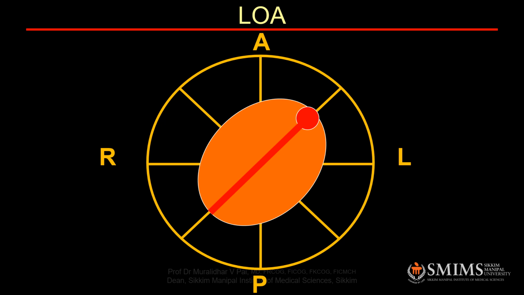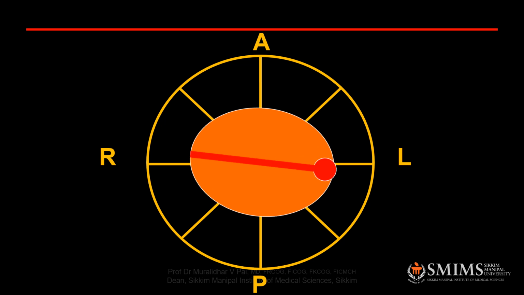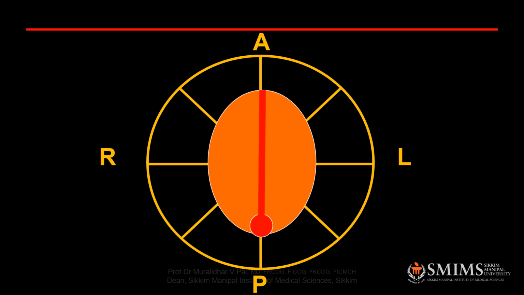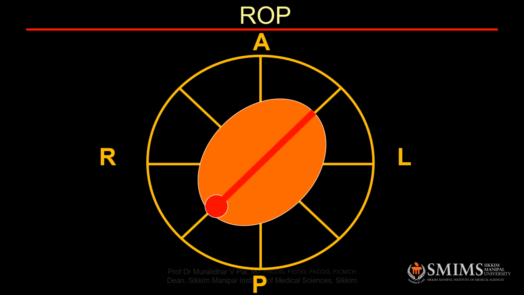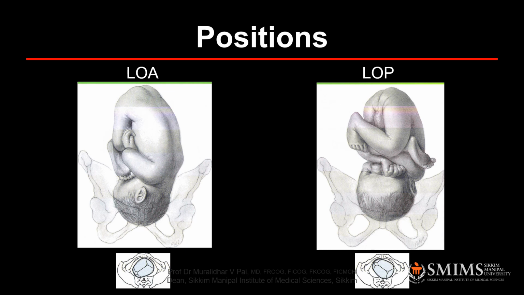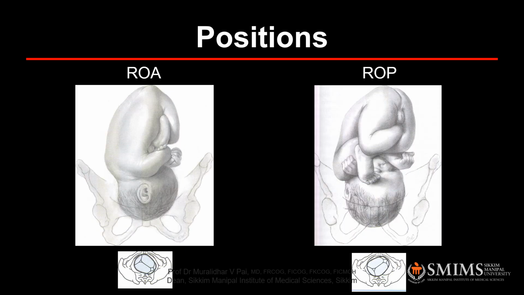What is shown here is a left occipito-anterior. The red line represents sagittal suture and the dot represents occiput. Now it is left occipito-posterior, right occipito-posterior, right occipito-anterior. In pictures, on the left is left occipito-anterior, on the right is left occipito-posterior, right occipito-anterior, and right occipito-posterior.